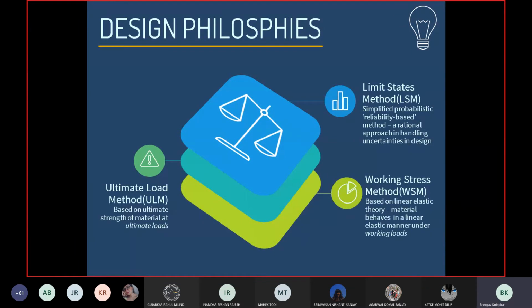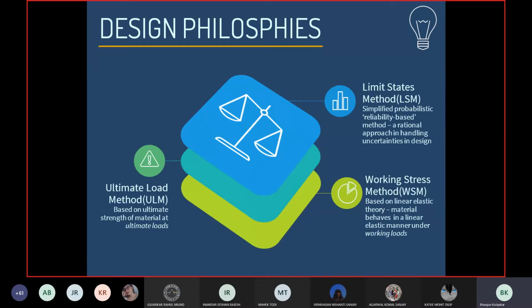So the philosophy that has been followed for quite some time and accepted throughout the world is the limit states method. Of course, there are even some advanced philosophies like performance-based design, which are used in very special cases using special studies and research papers, but they're not commonly adopted for all structures because we have found that the limit state method is sufficient for design.